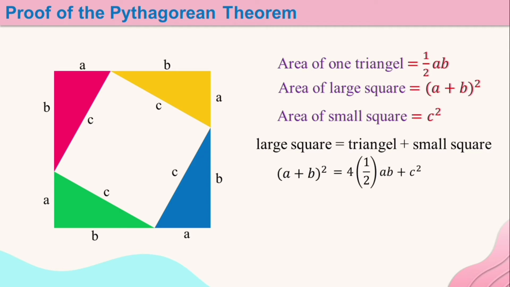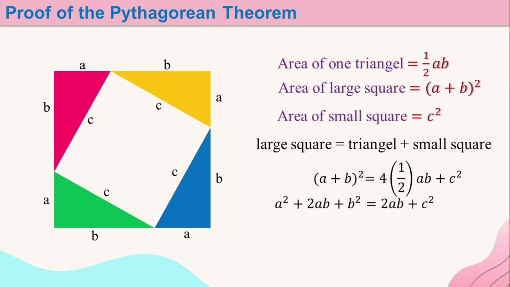Plus C squared, the area of the small square. We know how to square a binomial by using the FOIL method. So let's take away the exponent and just write the binomial out. First gives us A squared, outer gives us AB, inner gives us AB, and last gives us B squared. Combining like terms, that's A squared plus 2AB plus B squared.